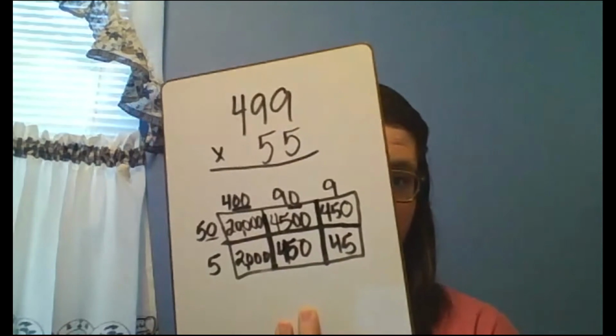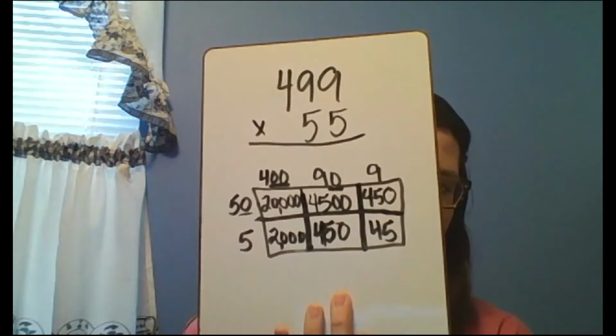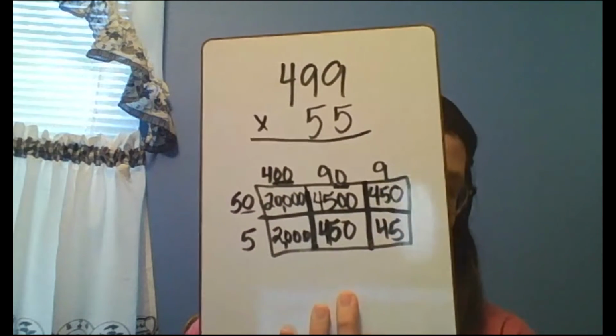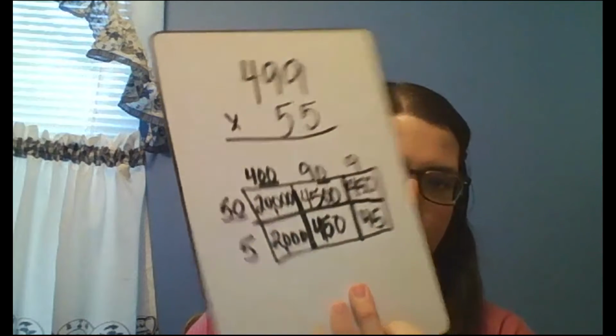I kind of erased my 450 with my hand. We'll fix that. Okay, 450. Fixed it. Okay, 5 times 9 is 45. So after we've filled in our whole box, we take everything from our box and add it together.